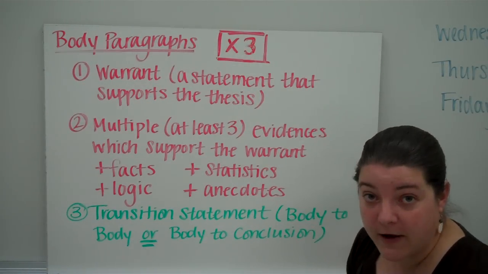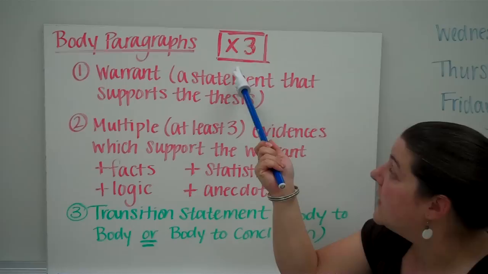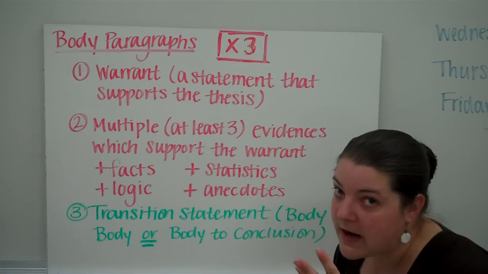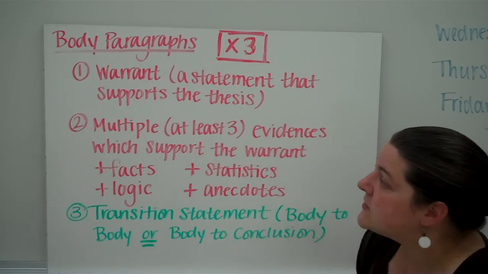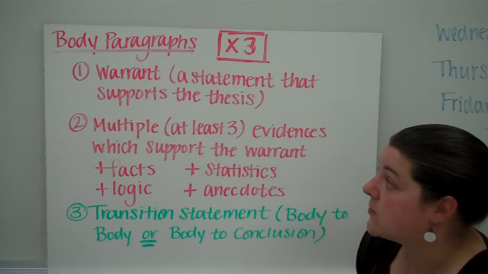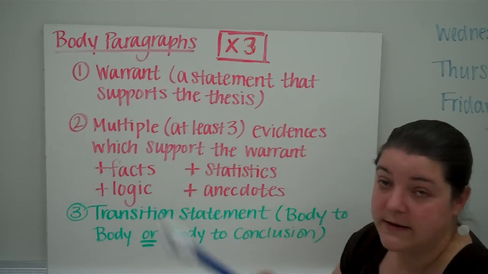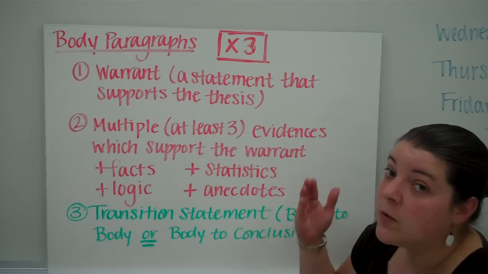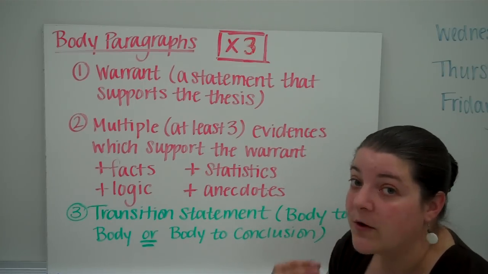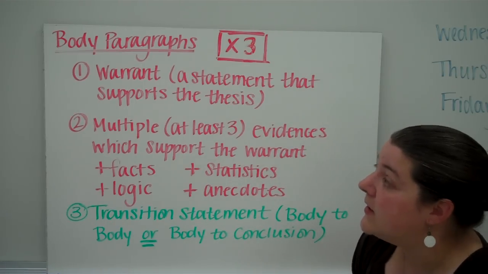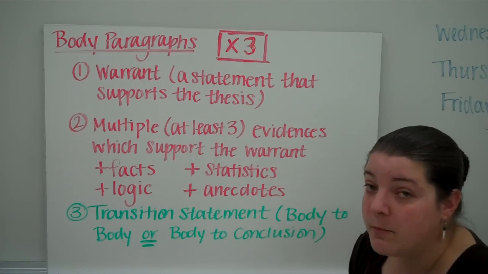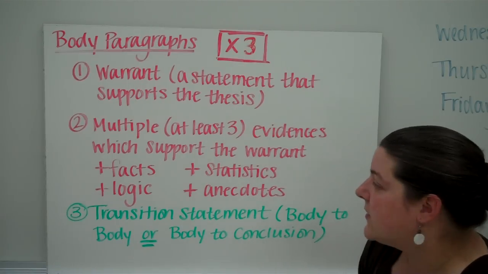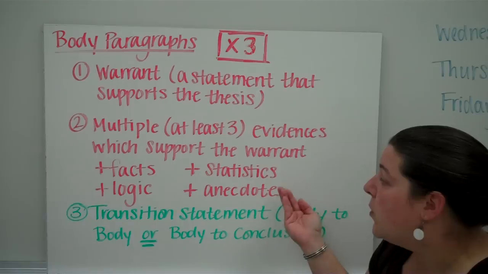So, let's talk about your body paragraphs. And you're going to notice that I put a ×3 up here. Well, that ×3 is because you're going to have 3 body paragraphs, okay? So, your body paragraph, the first thing it's going to do is contain your warrant. I know that's a word that you haven't heard us use before. A warrant is your statement that supports your thesis, okay? So, it'll contain your warrant, and then it's going to have multiple evidences. When I say multiple, I mean at least 3, okay, evidences which support your warrant.